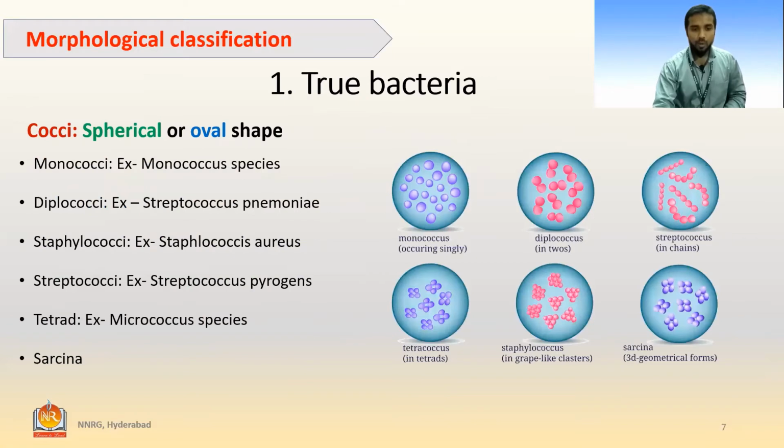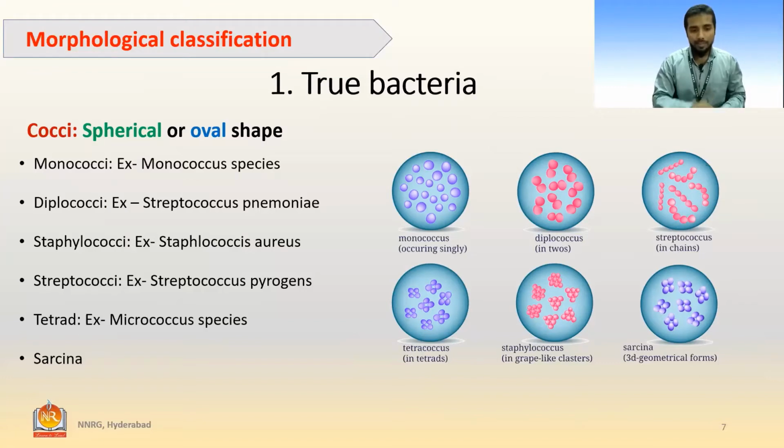Beginning with the morphological classification. In morphological classification, there are four different types. First will be true bacteria. Next will be actinomycetes and spirochetes. Sorry, there are total 5. So we'll see, beginning with the true bacteria. In true bacteria, there are further two types, that is cocci and bacillus.